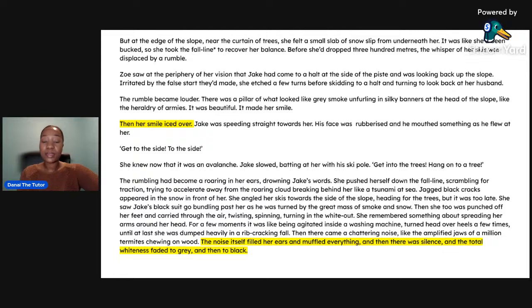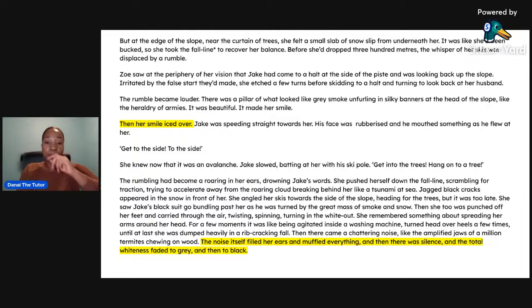For a few moments, it was like being agitated inside a washing machine, turned head over heels a few times until at last she was dumped heavily in a rib crackling fall. Then there was a chattering noise, like the amplified jaws of a million termites chewing on wood. The noise itself filled her ears and muffled everything. And then there was silence, and the total whiteness faded to grey and then to black.